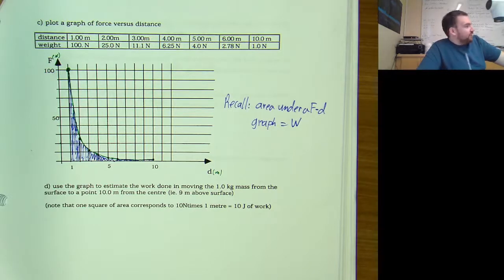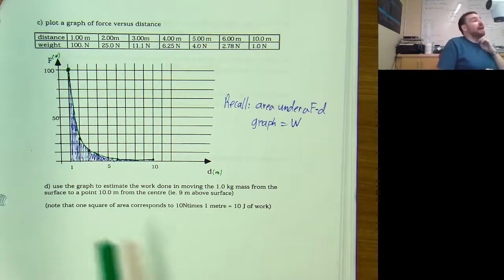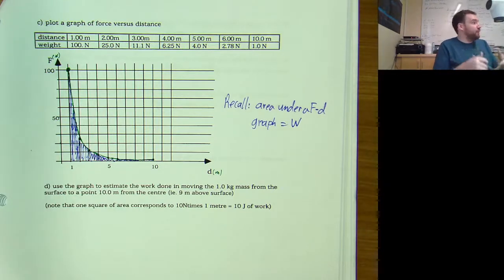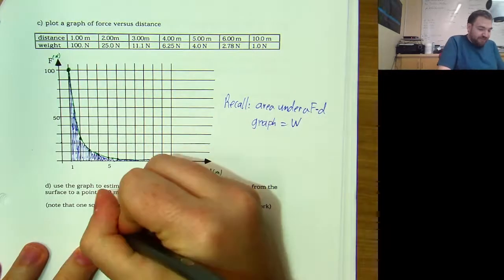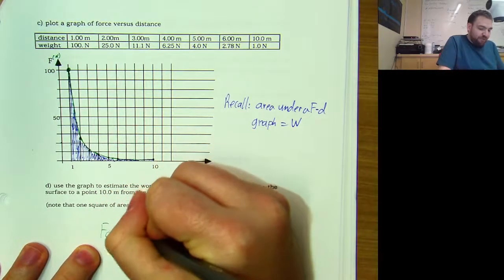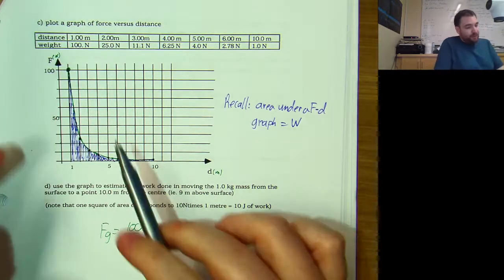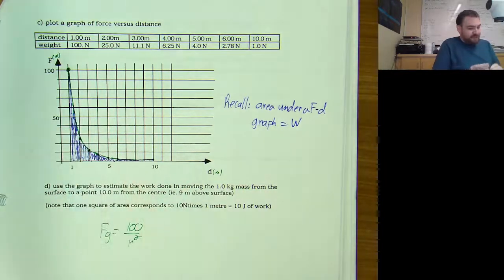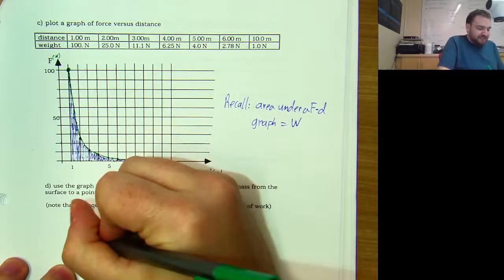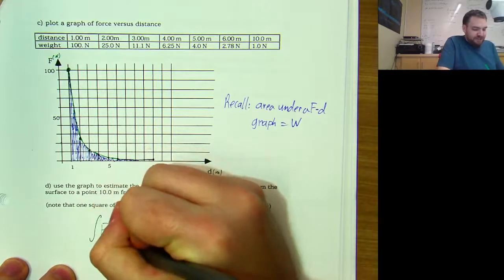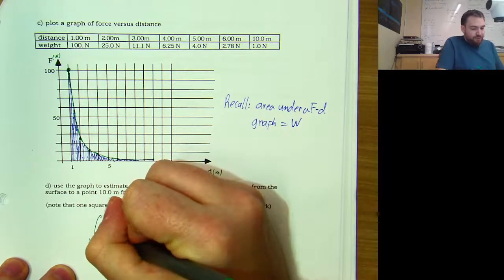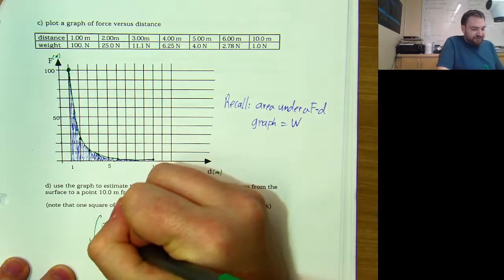Okay, so crash course in calculus for some of you. To find the area under a function like this, assuming we know the function, we do know the function, Fg is equal to 100 over r squared. To find the work required, we need the area under the graph. The area under the graph is the integral of Fg with respect to, well, in this case, r.